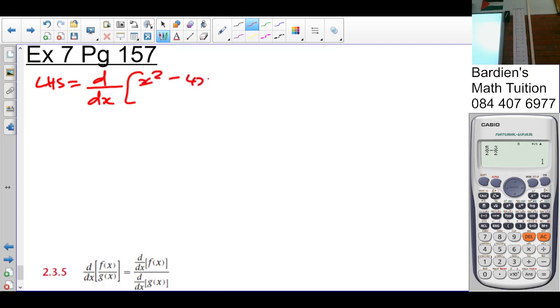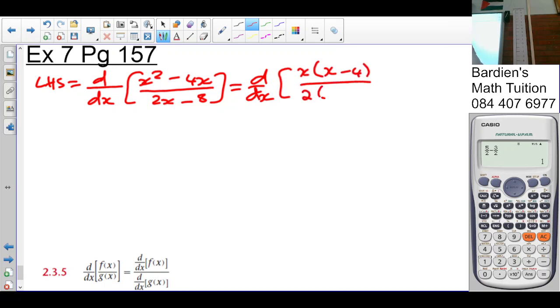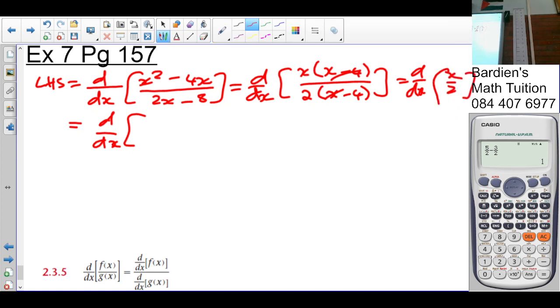X squared minus 4x over 2x minus 8. According to this, I must simplify inside the bracket first. The derivative with respect to x, I don't think this is equal. So this is going to go into the quotient rule. Let's see. That gives us x into x minus 4 over 2 into x minus 4. That cancels, leaving the derivative with respect to x of x over 2. That's the same as the derivative of x, which is half. There mustn't be an equal sign. This is half x, no? Apply my derivative, I get half.